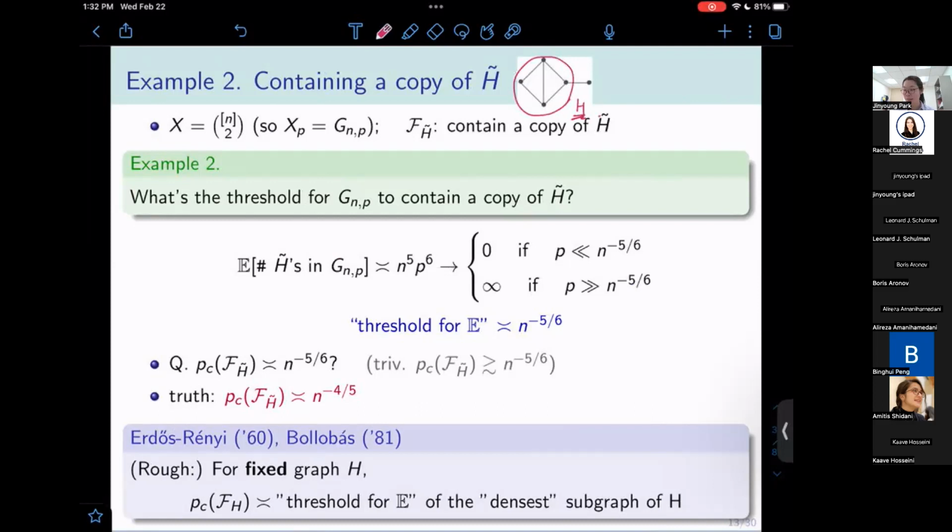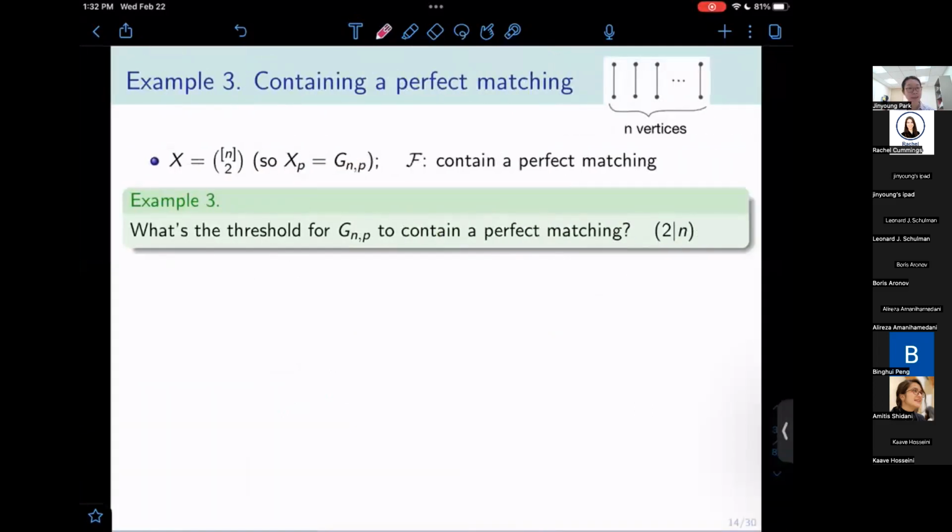So in the next example, we consider a perfect matching, where a perfect matching looks like this. This is a collection of disjoint edges that contains all of the n vertices. So here, again, our question is, what's the threshold for G(n,p) to contain a perfect matching? Of course, we assume that 2 divides n, because otherwise there's no perfect matching, but this is silly.